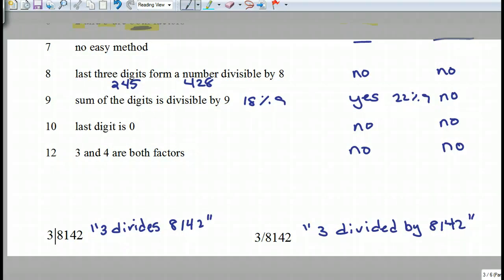All right, here's something that I want you to write down because this means something totally different. Right here and here. The one with the line that's vertical between the two of them, that means 3 divides 8,142. The other one with the slanted line, that means 3 is divided by. So that's like a fraction. Make sure you know the difference between those two, because those are in your homework for tonight.